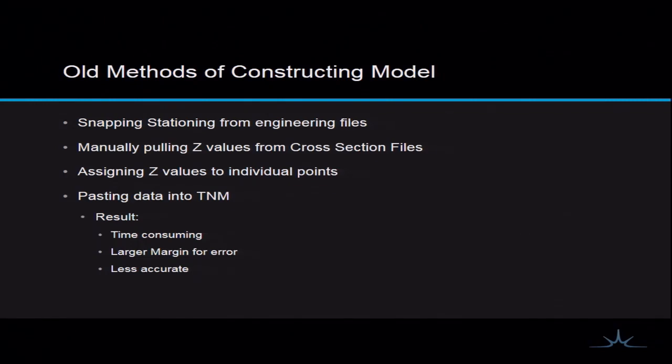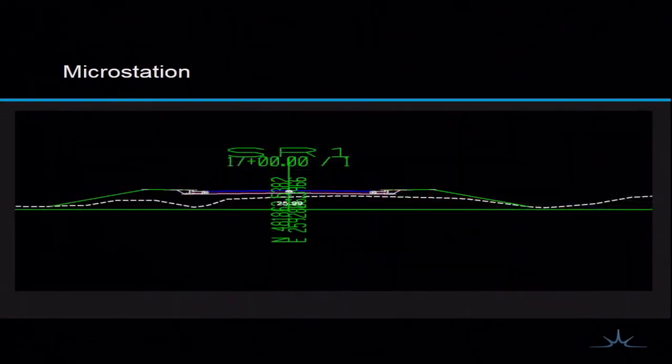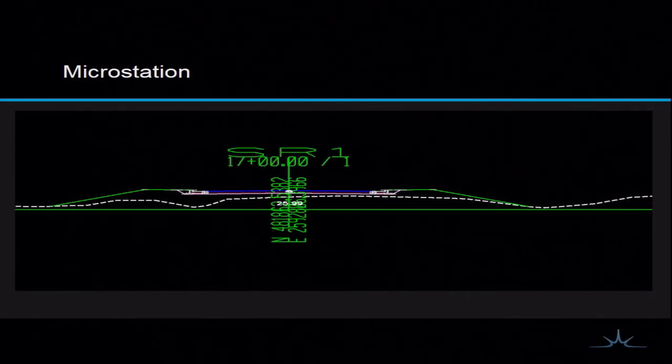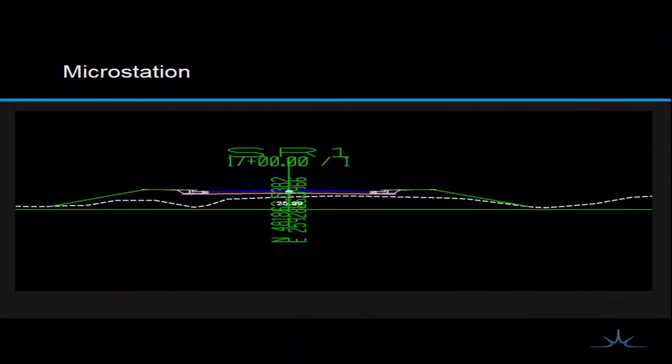When I'm talking about snapping points, we would get engineering files from engineers for the proposed roadway, and you would drop a point at each station mark in the center of the roadway, because the model is designed to represent the center lane of travel. Then you would go into this beautiful cross-section file and see, okay, at station 17 plus 00, our elevation is 25.99. You would do this for all the points that you snapped. Over time, this gets pretty cumbersome. If you get a 12-mile stretch of roadway, this can take a couple of weeks.